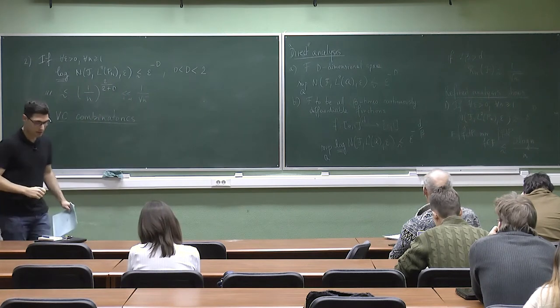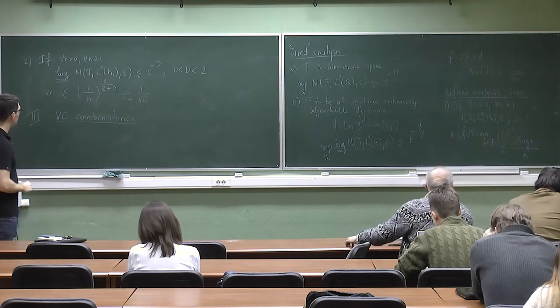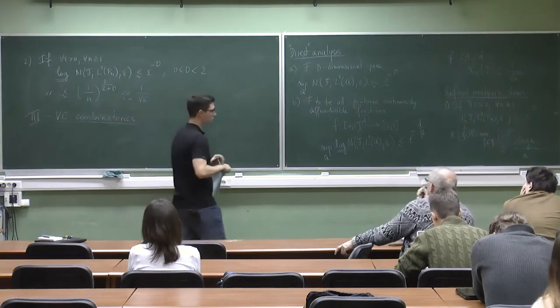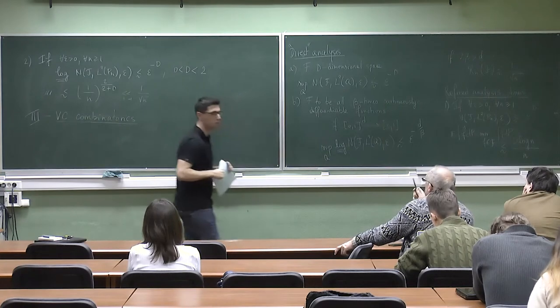Okay, so now I want to talk about combinatorial questions, which actually relate to the question, how can we compute these covering numbers?